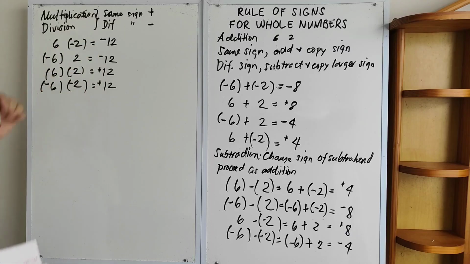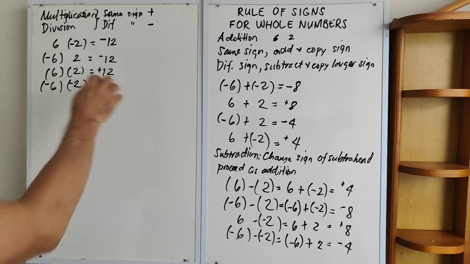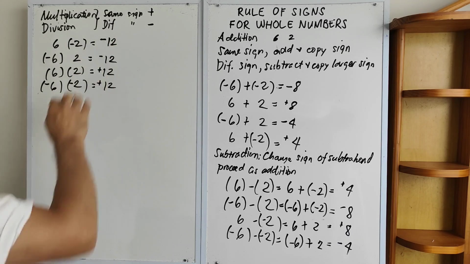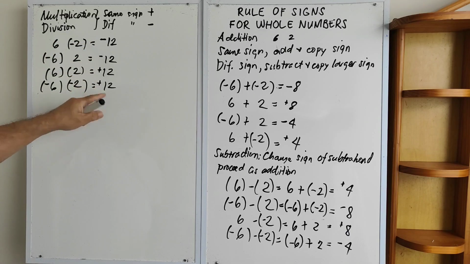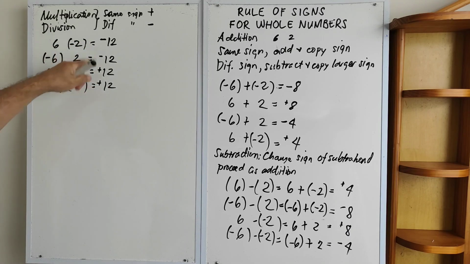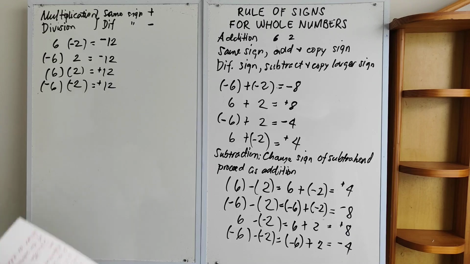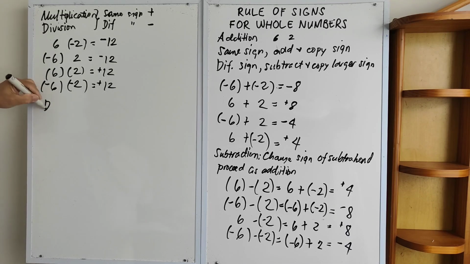So in this case, for multiplication and division, you will have two numbers that are the same. So positive 12, positive 12, negative 12, negative 12. If you have three negative numbers and then one positive, then there's something wrong with your computation. We now go to division.